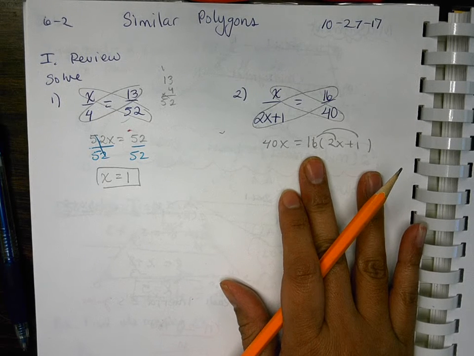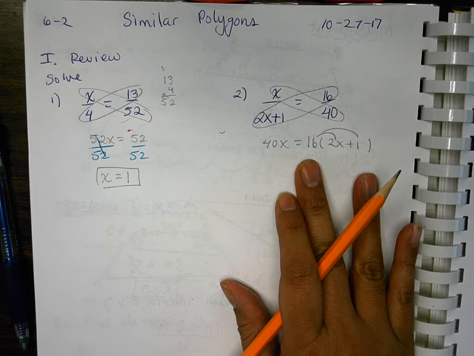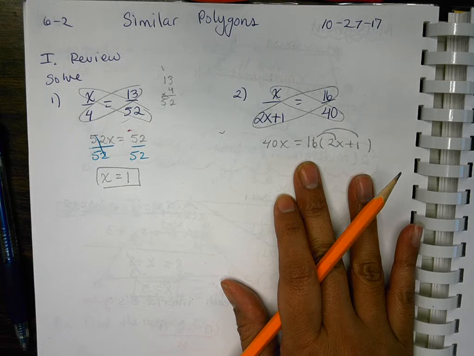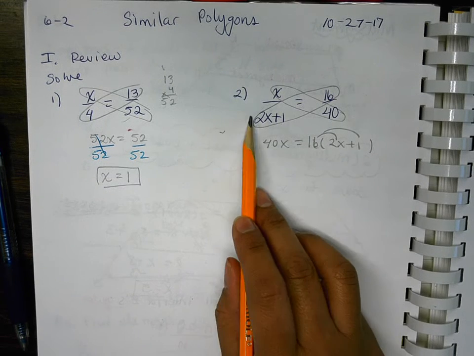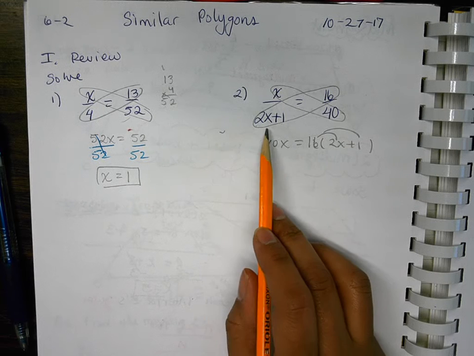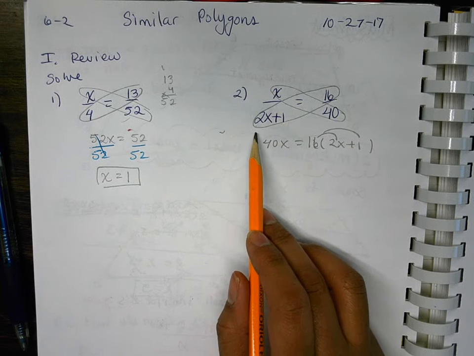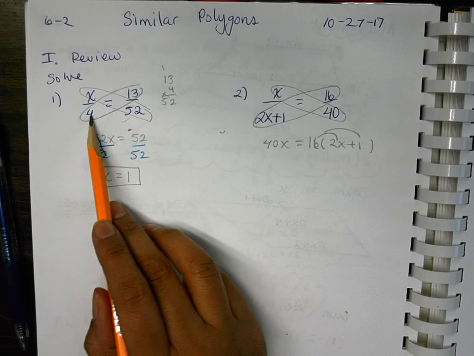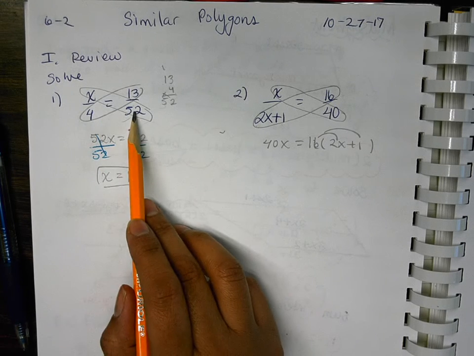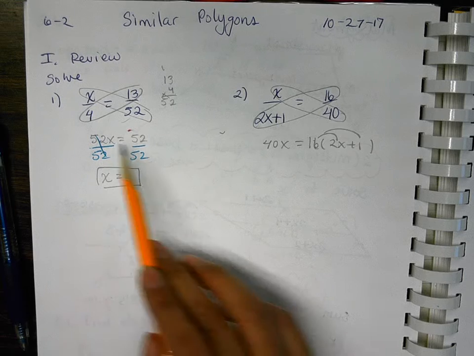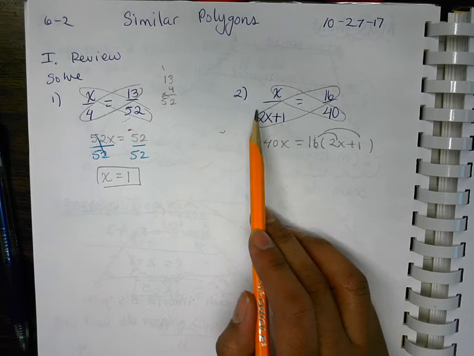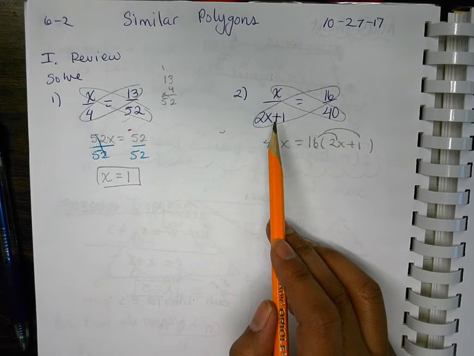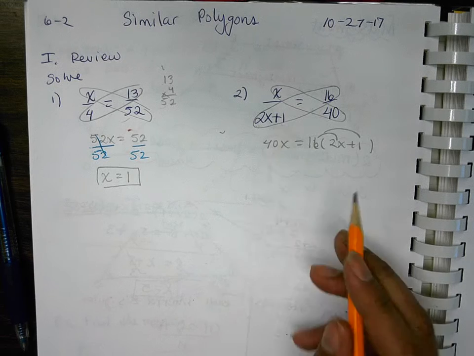I have a question. Yes. So the only time you need to distribute is when it's a binomial? Yeah, like there's two terms. Yes, if there are two terms. Here's a monomial and a monomial, so no distribution. This is a binomial, so yes, you have to distribute when there are 2 or more terms.